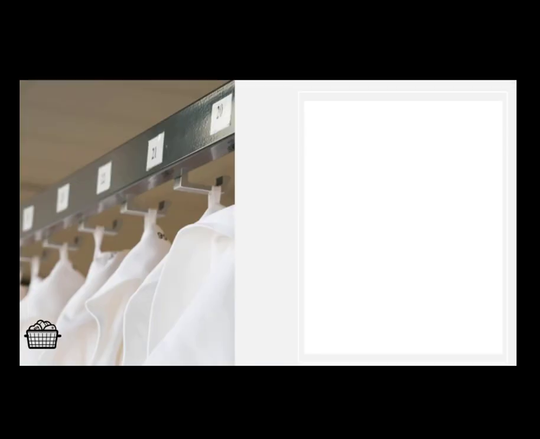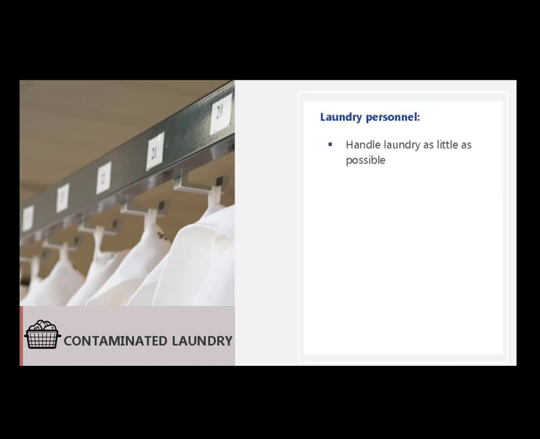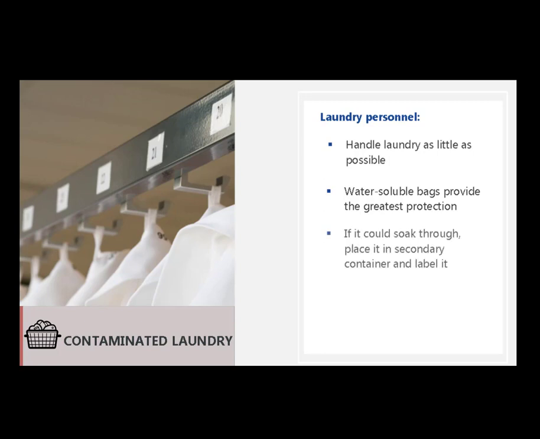Laundry personnel can reduce their exposure with the following guidelines. Handle the laundry as little as possible. Water-soluble bags provide the greatest protection because they will dissolve in the washing machine, thereby minimizing handling of contaminated items. If the laundry could soak through the container, place it in a secondary container and label it with the biohazard symbol. Do not hold the laundry bags close to your body or squeeze them because they may contain sharps. Wear the appropriate PPE for handling the laundry.